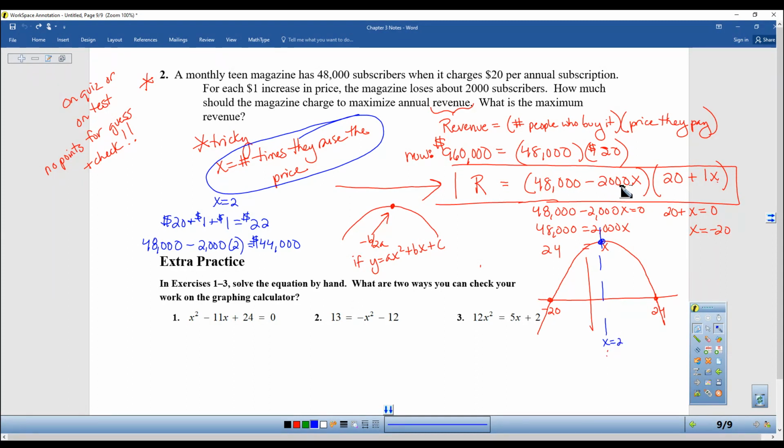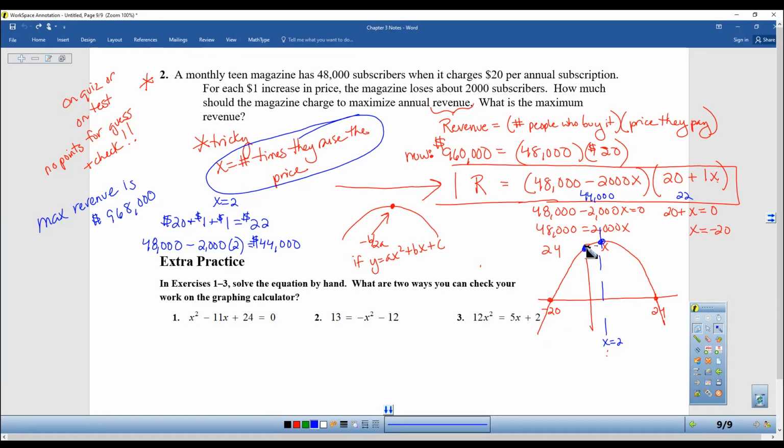So you could just plug 2 into this equation, or since I've already done these two numbers when I was trying to explain it, 44,000 times 22, so the maximum revenue is, I wrote it down somewhere, $968,000. So do you remember how much it was in the beginning? Ooh, $960,000.